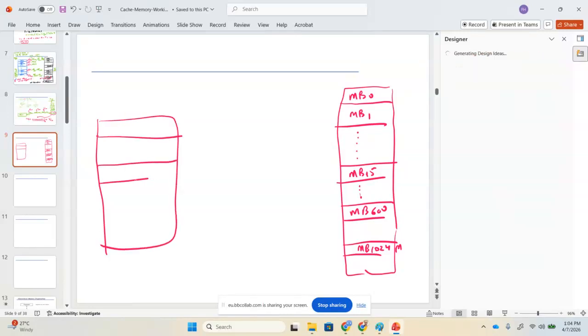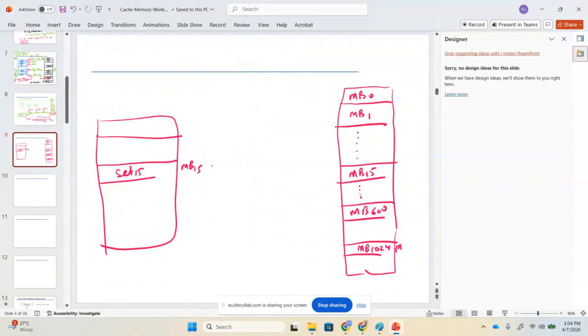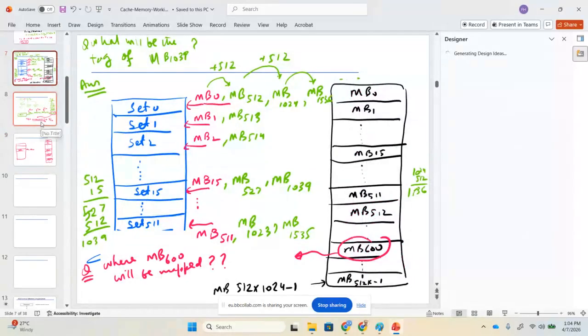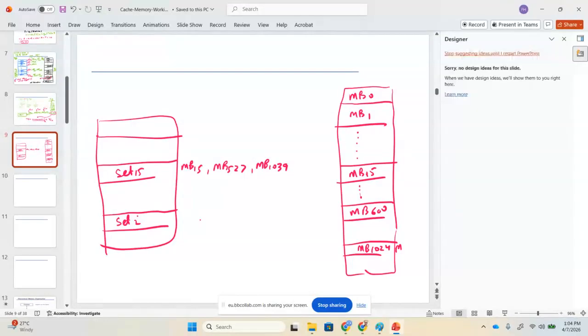Okay, now we have the same argument. Which blocks are mapped to set number 15? Can you tell me? Anyone? Yes. 15. This one 527. The other one was 1039. And so on. So there will be some index set number I, which we don't know, and I want to show which block will be mapped here. So the block that will be mapped here will be set number I.